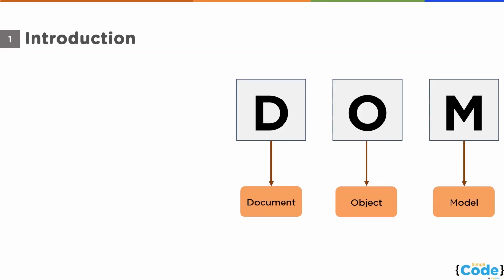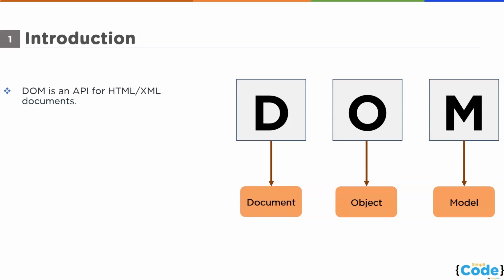Let's start this video with the introduction to DOM. DOM stands for Document Object Model. It is an API for HTML and XML documents, which helps JavaScript to understand what is written inside the HTML document. API stands for Application Programming Interface.